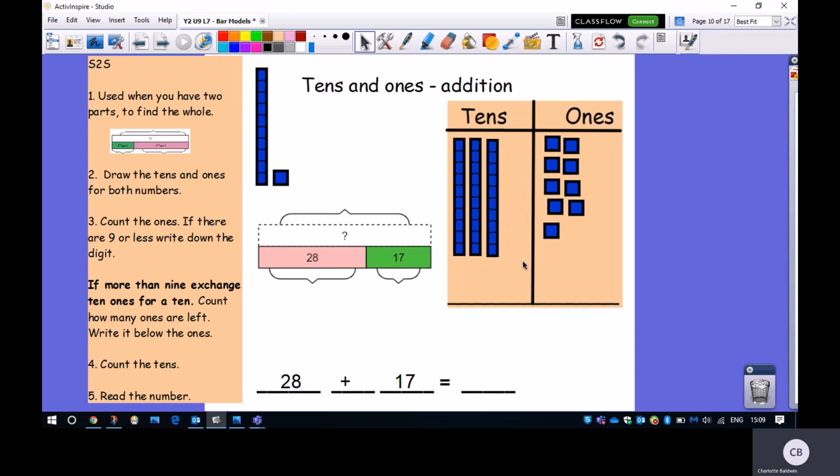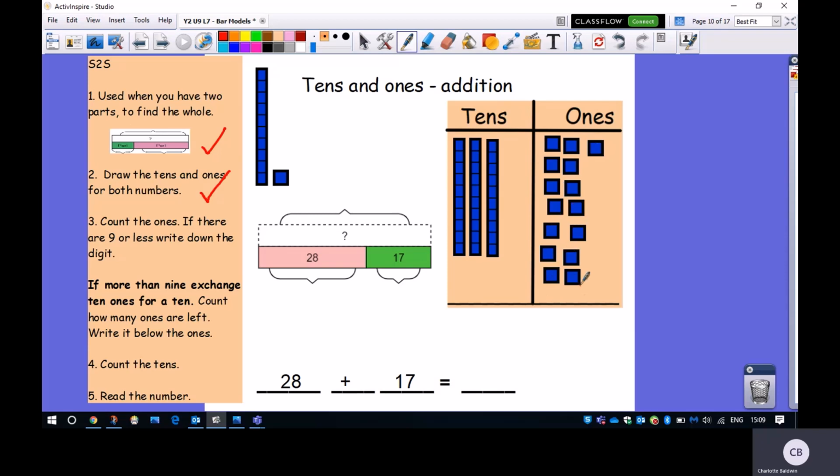1, 2, 3, 4, 5, 6, 7. Great. Okay, so I've done my first step. I know it's addition. I've drawn the tens and ones for both numbers. Now I need to count the ones and check that there's less than 9. 1, 2, 3, 4, 5, 6, 7, 8, 9, 10, 11, 12, 13, 14, 15.